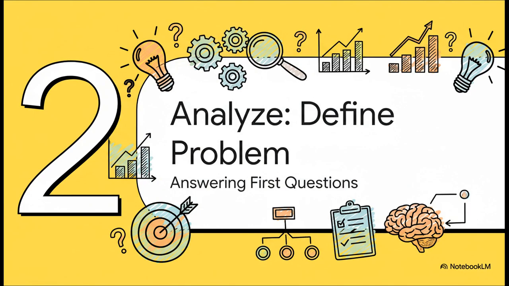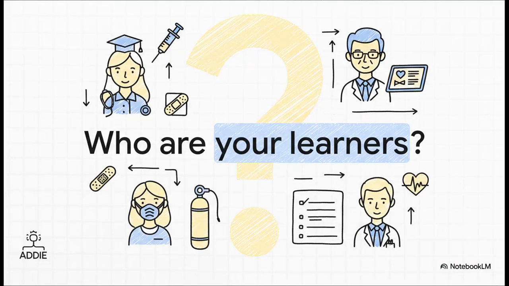All right, let's dive into the first and, arguably the most crucial phase, analyze. Seriously, if you get this part wrong, everything that follows is basically built on a shaky foundation. This is where we figure out the why behind the training. Before you write a single objective, you have to know your audience. I mean, are you training new grad nurses who really need those foundational skills? Are you training experienced physicians who are adopting new technology? Maybe it's for respiratory therapists learning a new protocol. Creating these distinct learner personas is absolutely the critical first step.